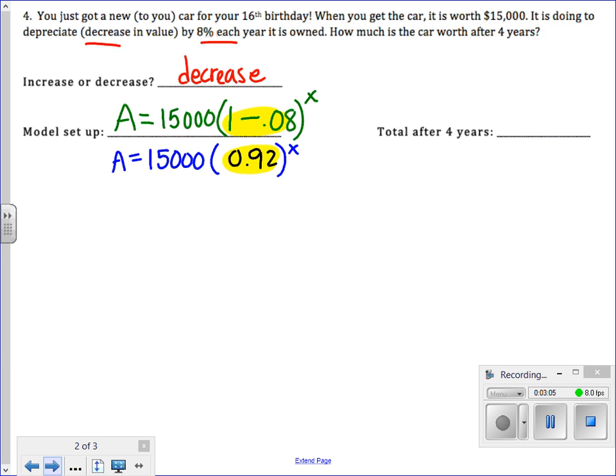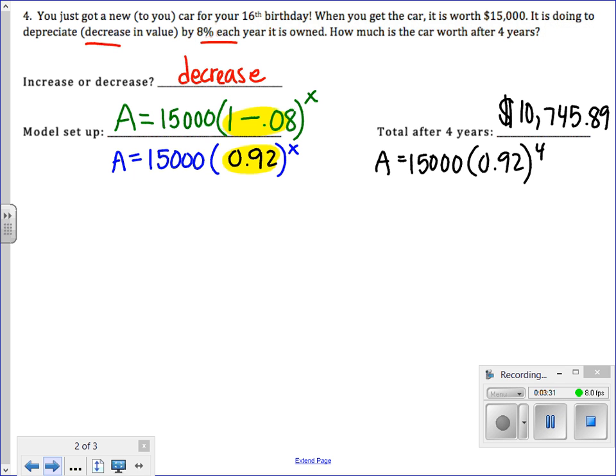Now, the total after 4 years, well, I just put 4 into the equation. So I'll have the amount is 15,000 times 0.92 to the 4th power. When I do that, I find out that the value of my car 4 years later, so on your 20th birthday, would be $10,745.89. So it loses about $5,000 in value.